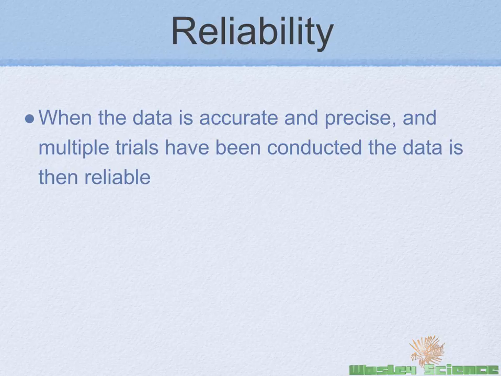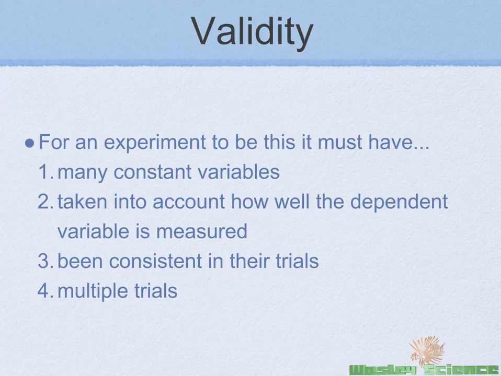You have to have multiple trials for your data to be reliable. Alright, so our last word that we're going to talk about today is validity. It's not "validity." Some kids say that. It's validity. So validity has to do with your conclusion. You can or you cannot have a valid conclusion. And for you to have a valid conclusion, you need to have 4 things.